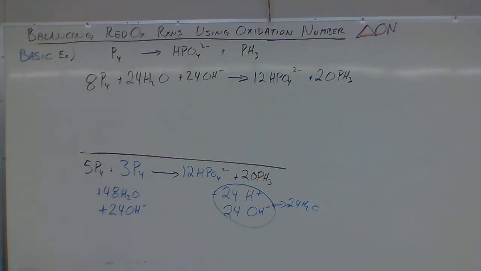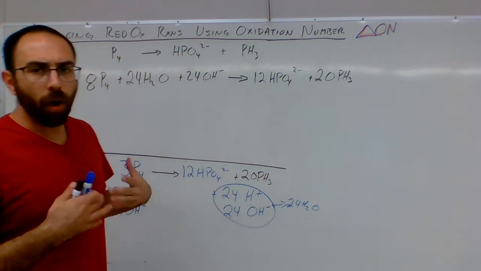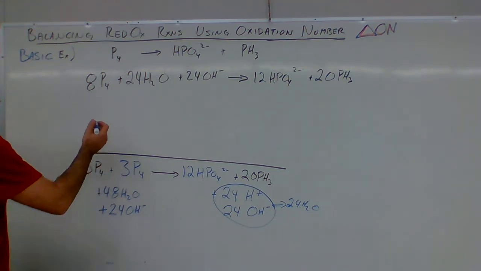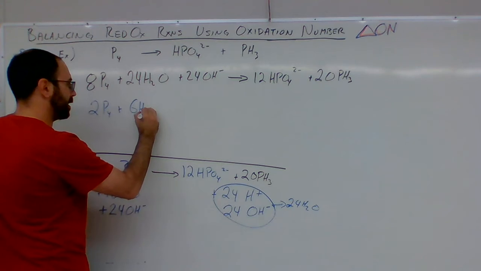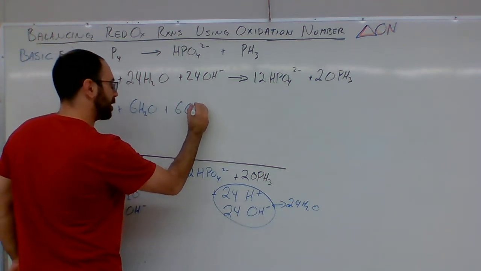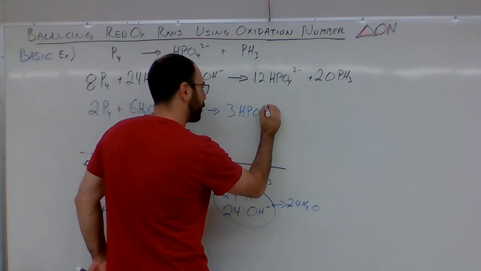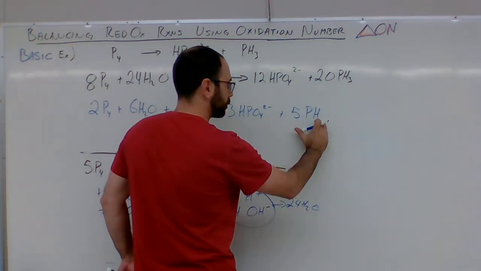Now, before I double check everything works out here, I just want to look at these coefficients. 8, 24, 24, 12, 20. All of those are multiples of 4. So let's divide all of those by 4. And we would be left with 2 P4 plus 6 H2O plus 6 OH minus is going to give us 3 HPO4 2 minus plus 5 PH3.